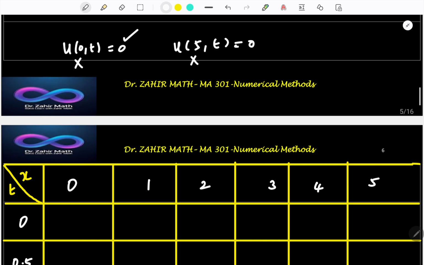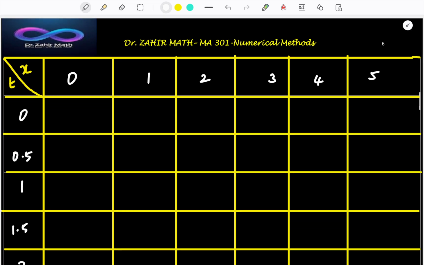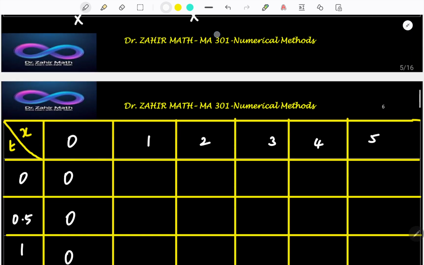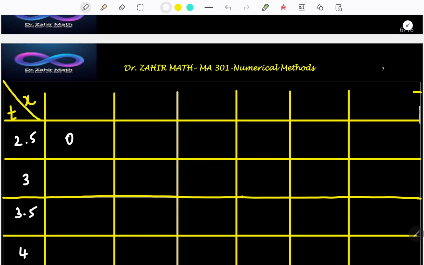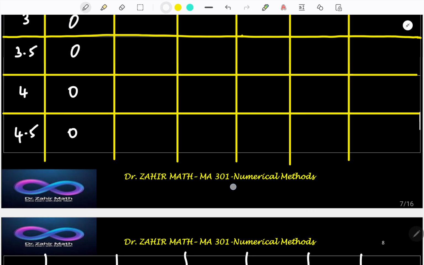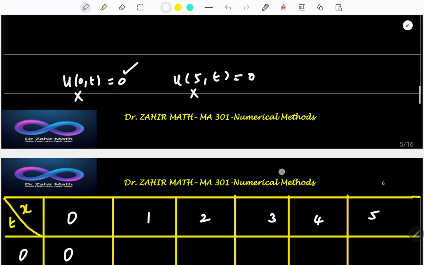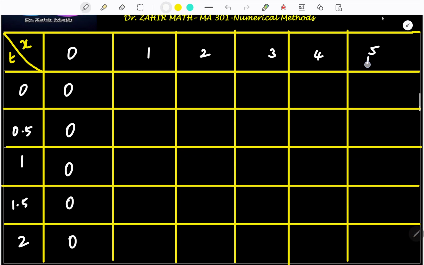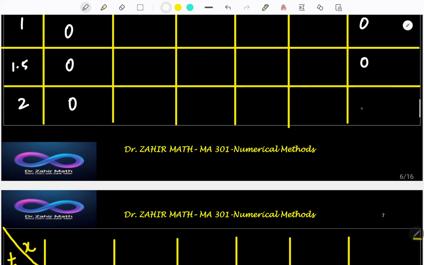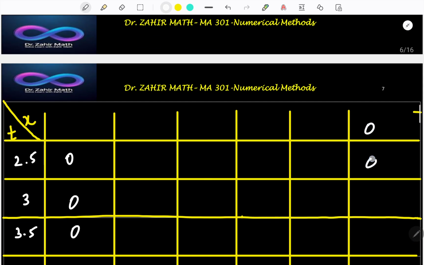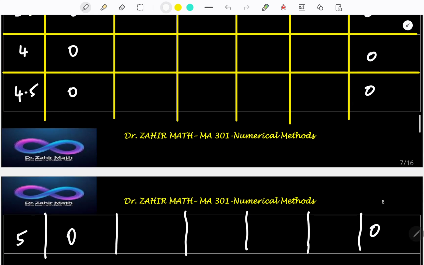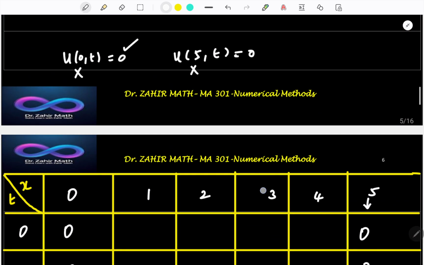So where is x is equal to 0? Here is x is equal to 0, right? All these values are 0. Clear, everybody? Next is at x is equal to 5. Where is x is equal to 5? Here. So all the values are zeros at the boundary also, right? The next is the initial condition.